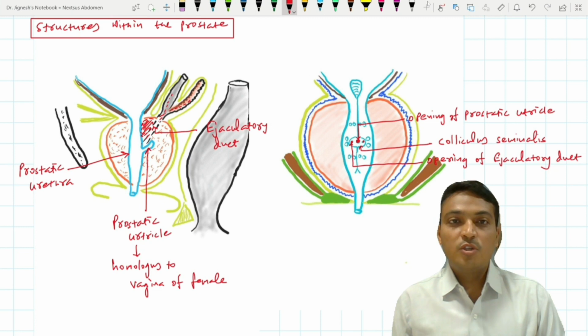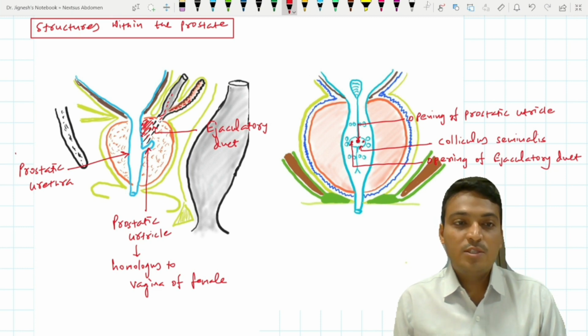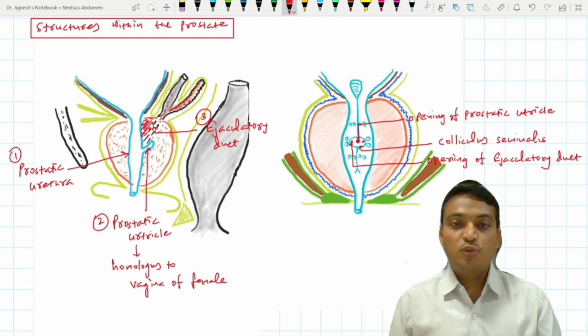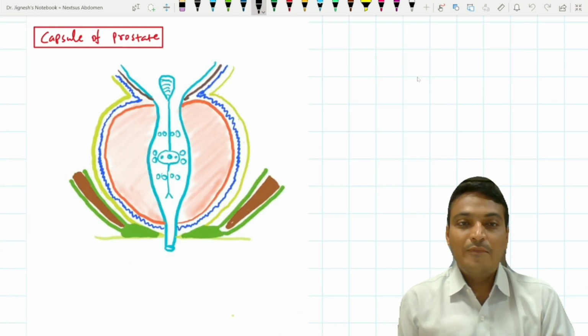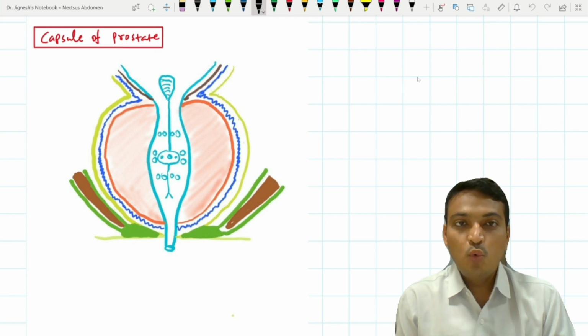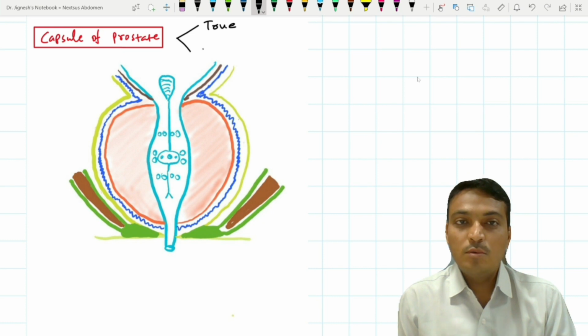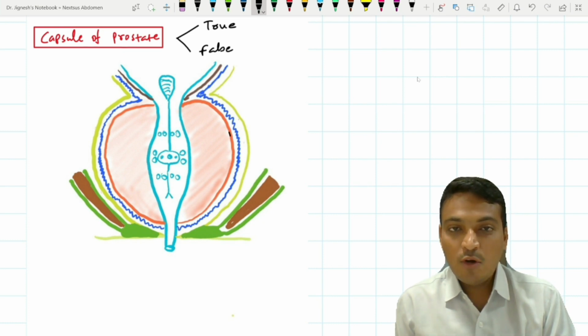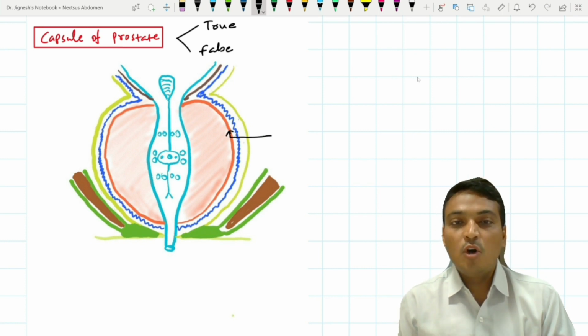So there are three structures present within the prostate. The first one is the prostatic urethra, the second one is the prostatic utricle, and the third one is the ejaculatory duct. Now let's move on to the capsules of the prostate. When we see the capsule of the prostate, there are two types of capsules. One is the true capsule and one is the false capsule. The true capsule is a part of the prostate gland itself, and it is formed by the condensation of the parenchyma of the prostatic gland itself.